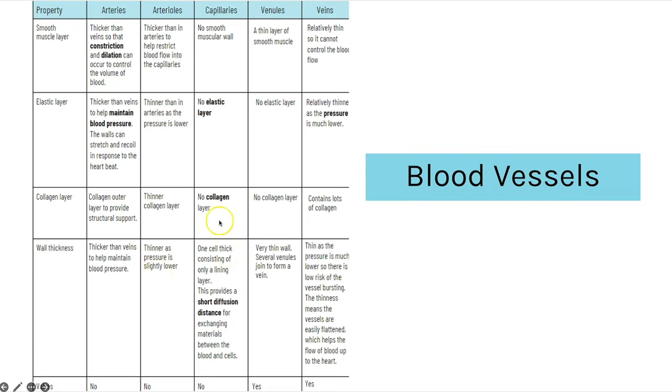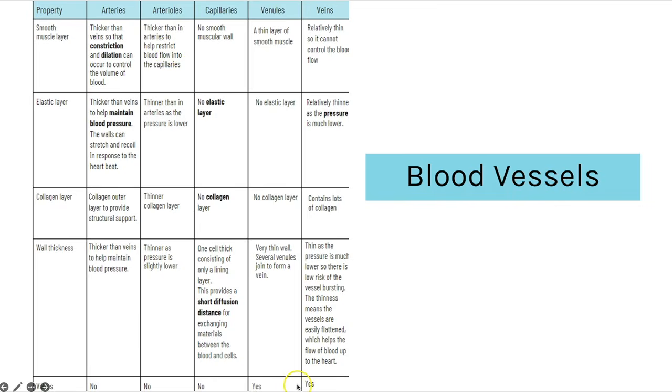The capillaries, the reason they don't have muscle, elastic layer or collagen is they're only one layer thick. So you've only got one layer of cells making that epithelium of the capillaries. And that's to provide a really short diffusion distance because it's the capillaries where we have gas exchange happening and also tissue fluid formation. In the veins, it's very thin, and you can see that again in any microscope images. You can see just how thin the wall of a venule and then also the veins are compared to the arterioles and the arteries.